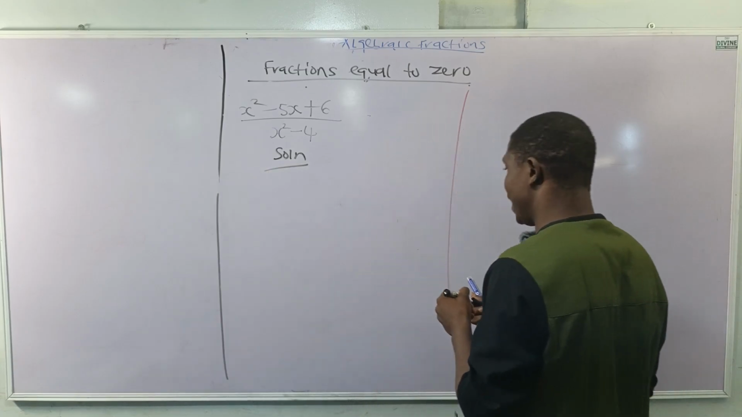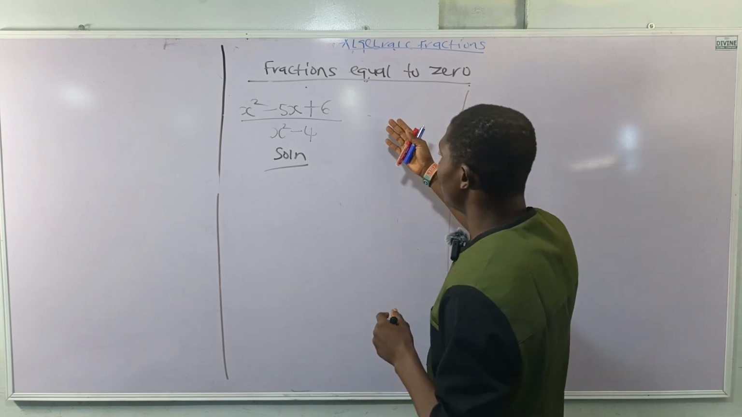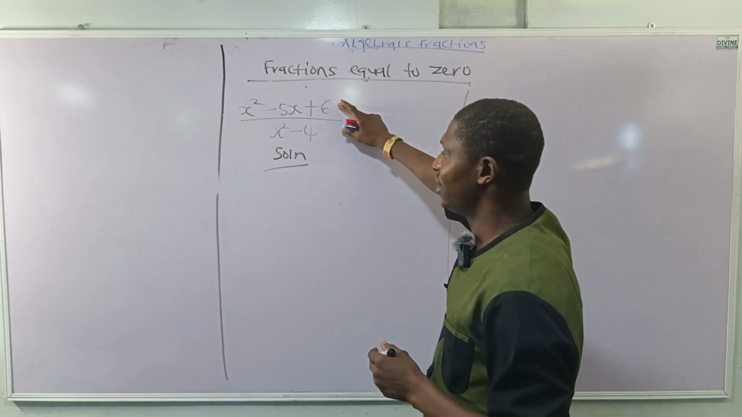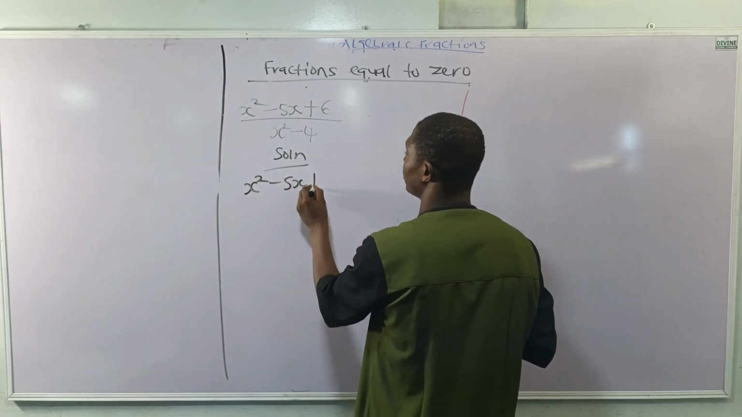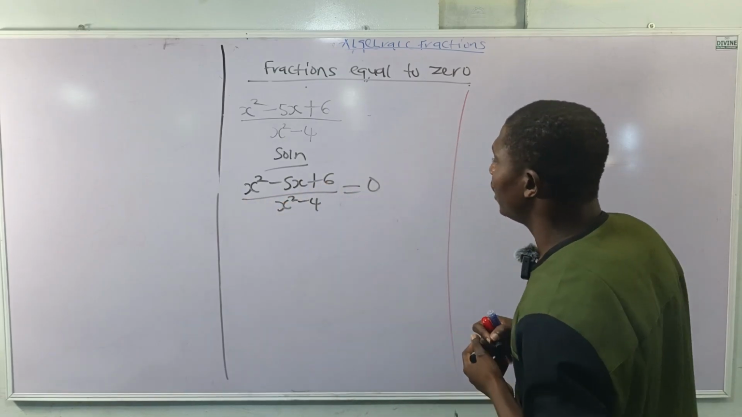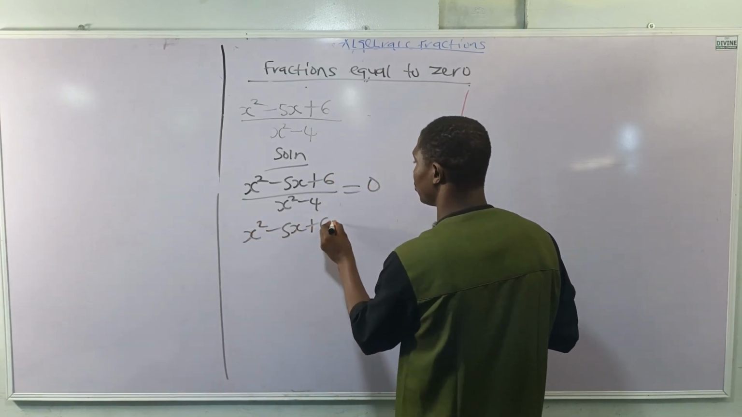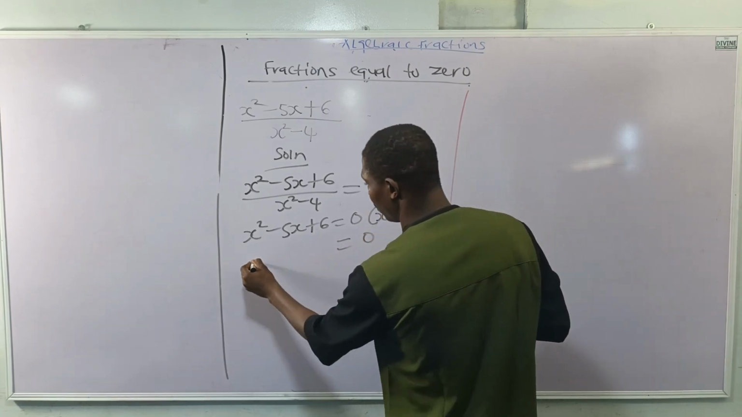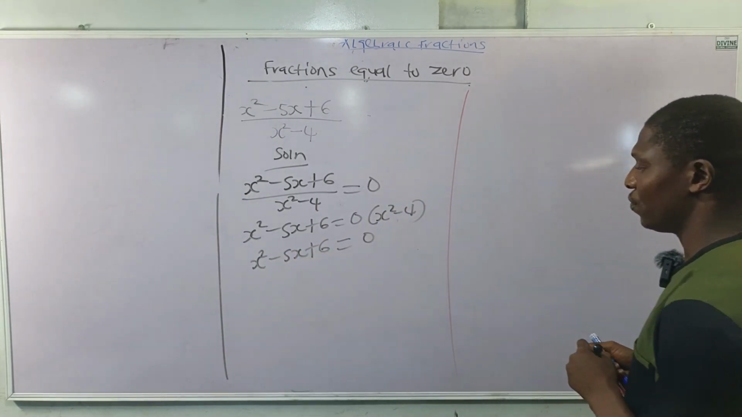s squared minus 5s plus 6 all over s squared minus 4. And we are asked to find the value of s for which this fraction is equal to 0. For it to be equal to 0, simply have our s squared minus 5s plus 6 all over s squared minus 4 to be equal to 0. Now if we cross multiply, we are going to have s squared minus 5s plus 6 to be equal to 0 bracket s squared minus 4, which is equal to 0. So we have s squared minus 5s plus 6. Now all we need to do here is to factorize.